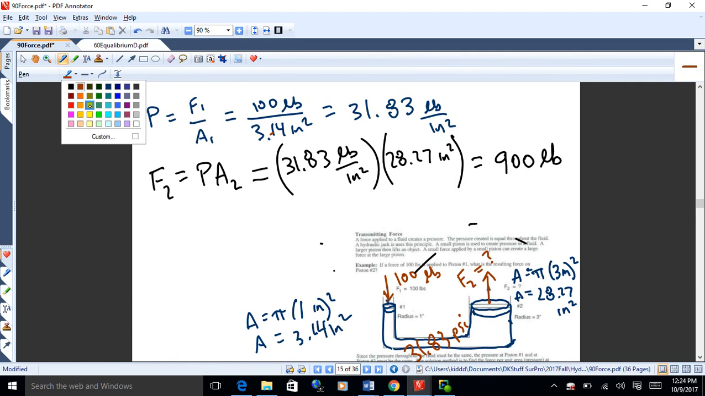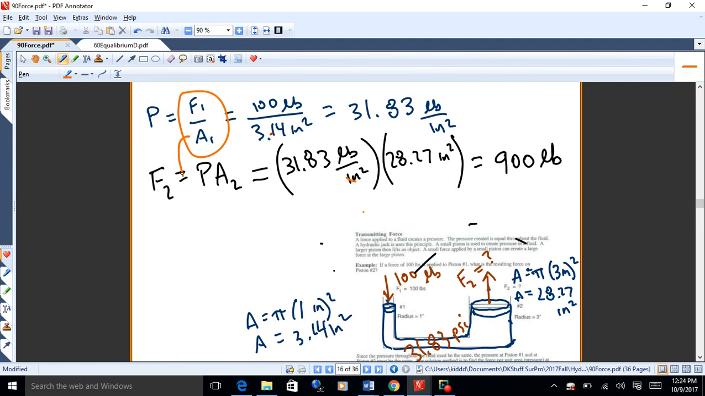There we go. So let's take that and plug it in here. So what we'll get when we do that is we'll get that F, the force out, is the force in times the second area out divided by the area in. Okay.